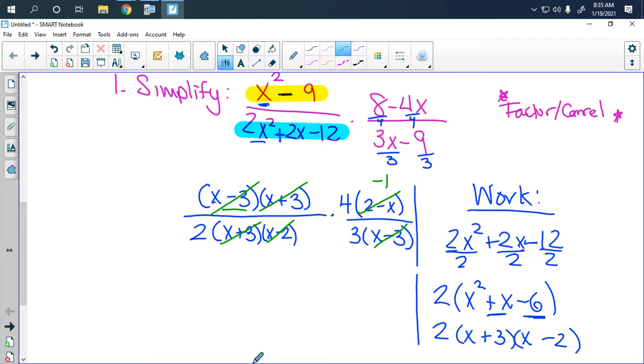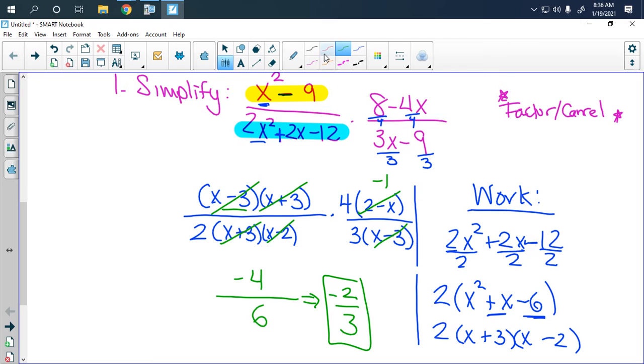All right, so let's just write what we have left. So in the top, all I have left is a 4 times my negative 1, so negative 4. And in the denominator, I have 2 times 3, which is 6. So now I can reduce that to negative 2/3.